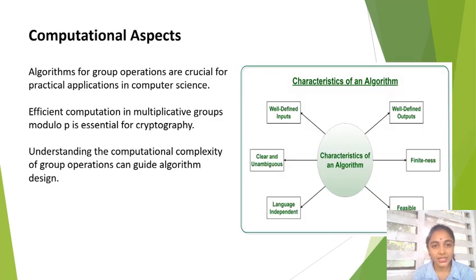Computational aspects. Algorithms for group operations are crucial for practical applications in computer science. Efficient computation in multiplicative groups modulo p is essential for cryptography. Understanding the computational complexity of a group can guide algorithm design.